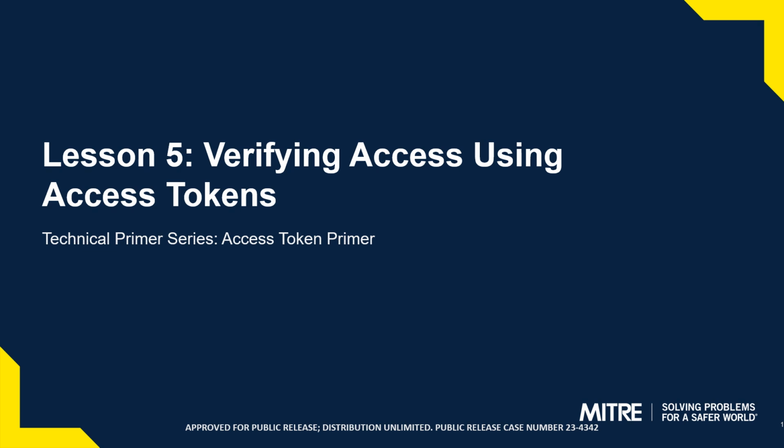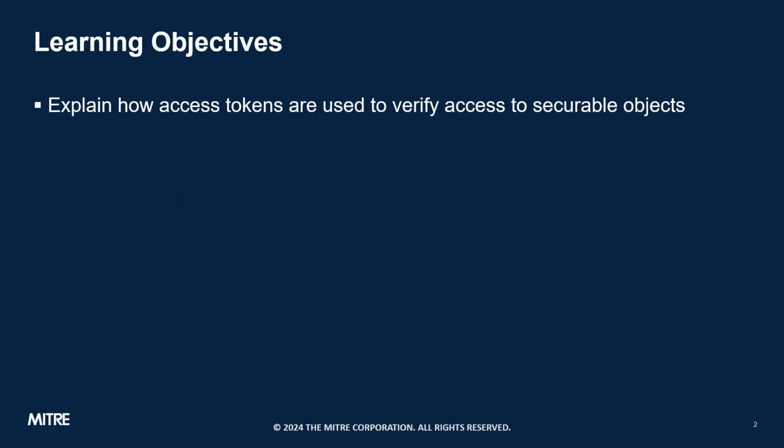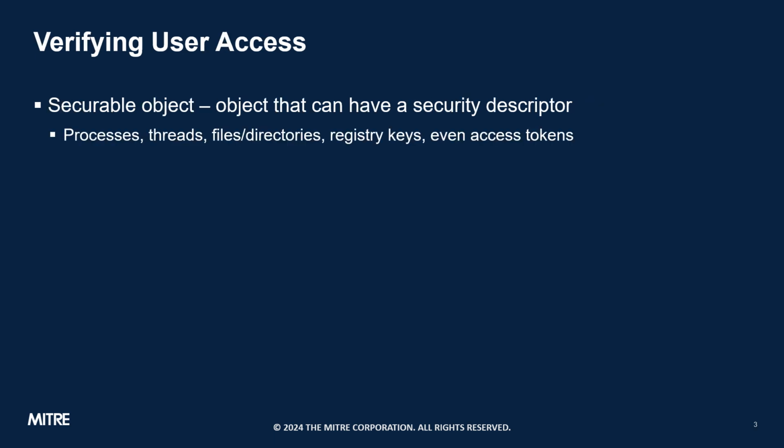Welcome to Lesson 5. In this lesson, we will look at how Windows verifies access using access tokens. The objective of this lesson is to explain how Windows uses access tokens to verify access to secureable objects. We'll start by looking at some terminology.